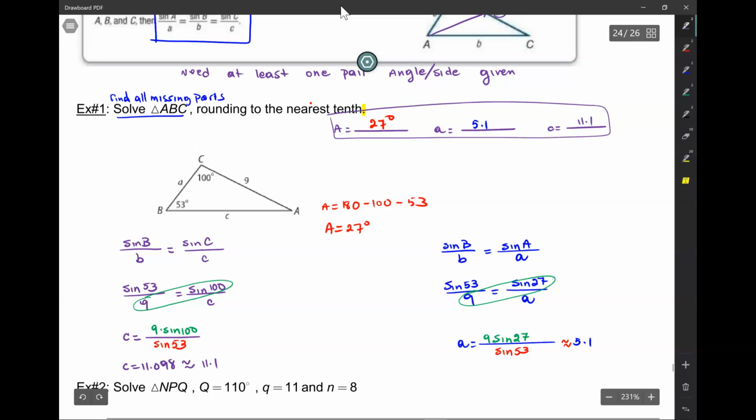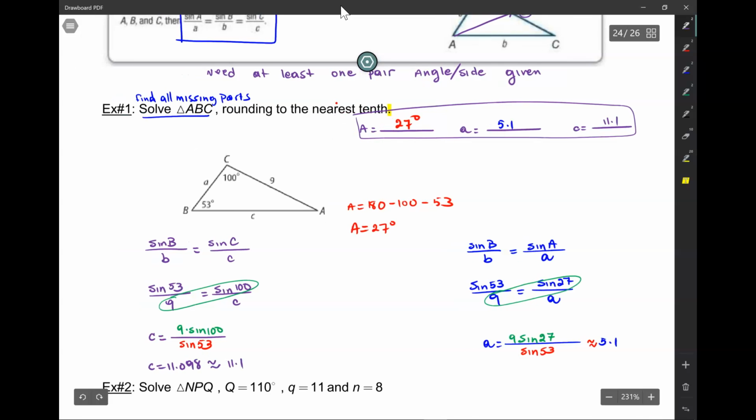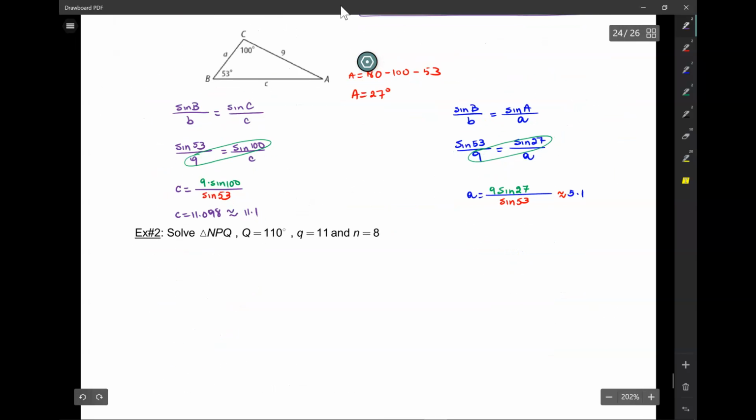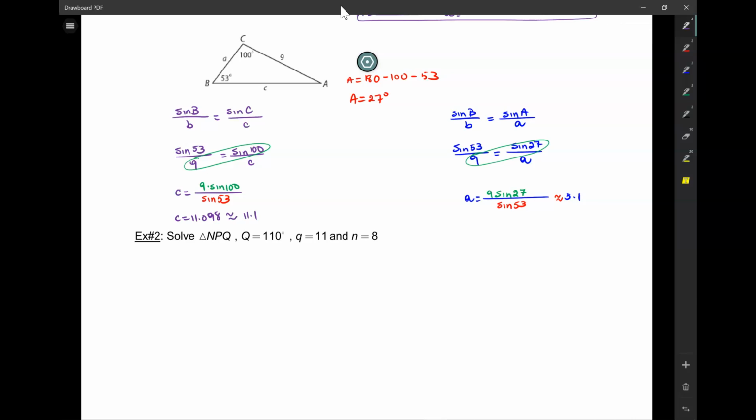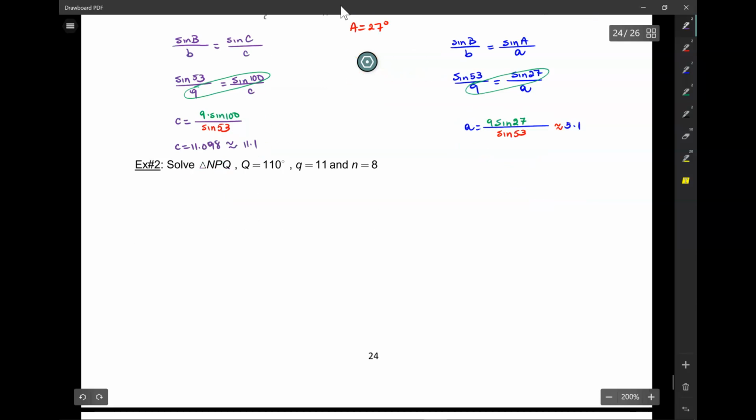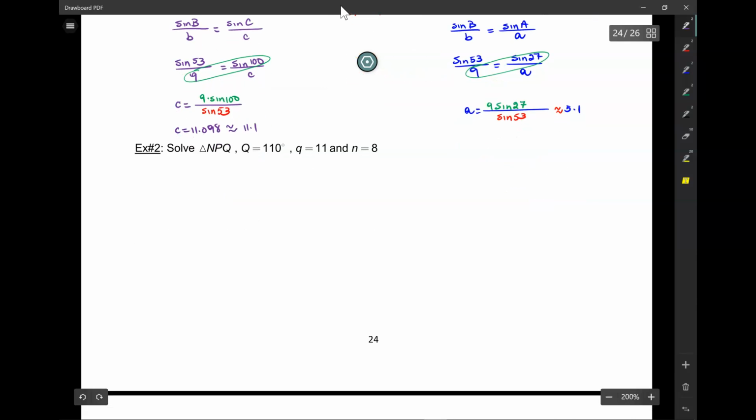Okay? So before we even start, the only reason why we were able to use law of sines was what? What were we given? What combination were we given? We were given a pair, right? An angle and a side. Okay. So take a look at this one. I don't have a triangle here, but you know what? I can draw a triangle myself.